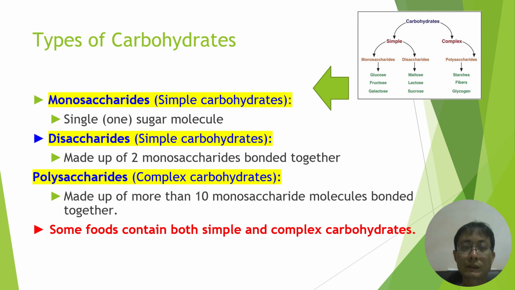So your simple carbohydrates are your monosaccharides. These are your single sugar molecules. Your disaccharides are also simple carbohydrates, but they are made up of 2 sugar units or monosaccharides chemically bonded together. For the polysaccharides, they are made up of more than 10 monosaccharides bonded together.